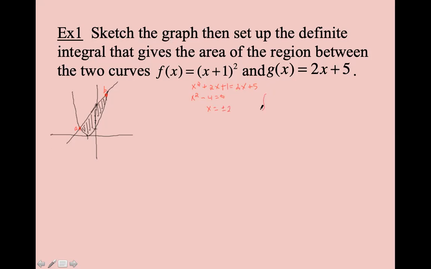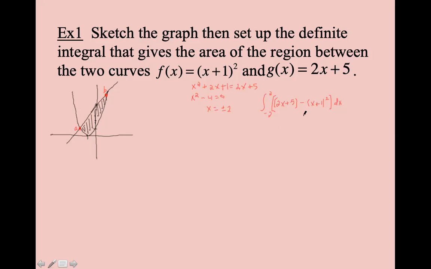So our integral is going to go from -2 to 2 of, and again, we look and the line is on top, so I have 2x plus 5 minus (x plus 1) squared, and all of that is dx. All right, so that's our basic setup.